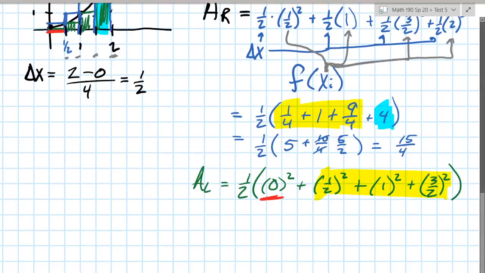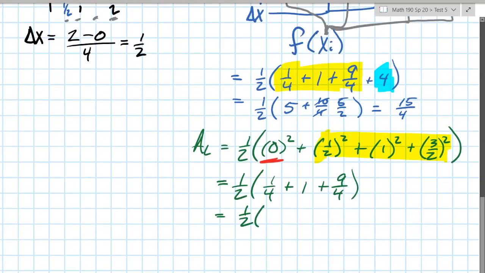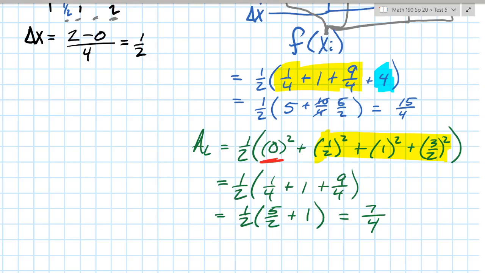So what is this area? This area is 1/2 times, we got a quarter plus 1 plus 9 quarters. That's 10 quarters there. 10 quarters is 5 halves plus 1 is another 2 halves. That's 7 halves times a half is 7/4. And you would expect the true area to be somewhere between those two.